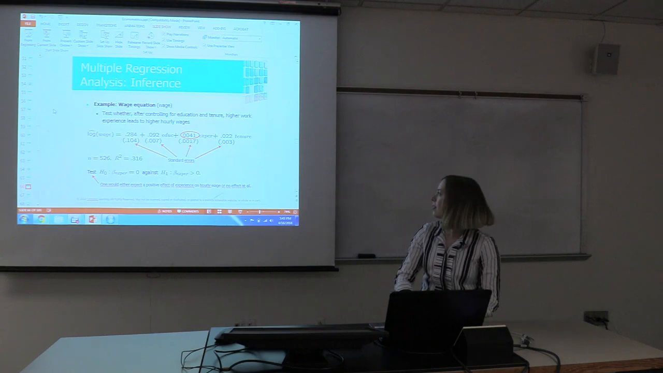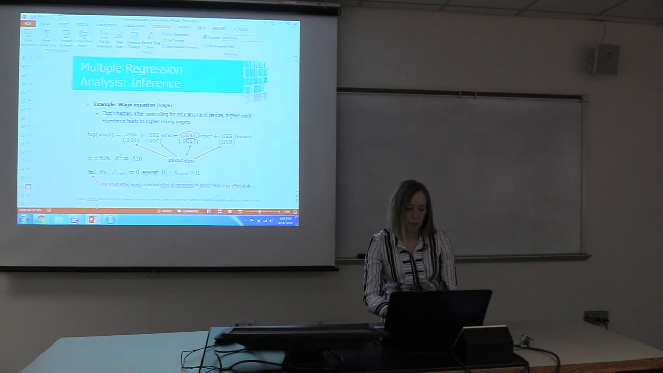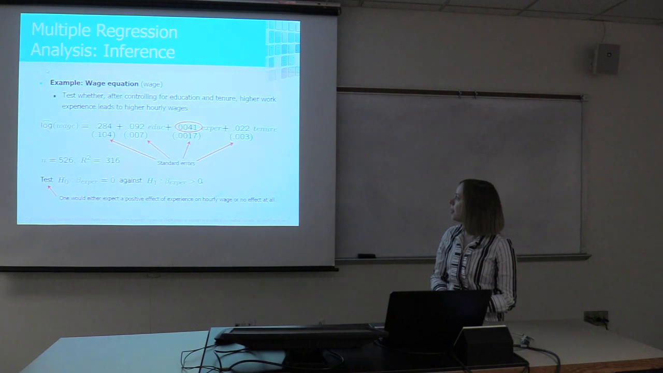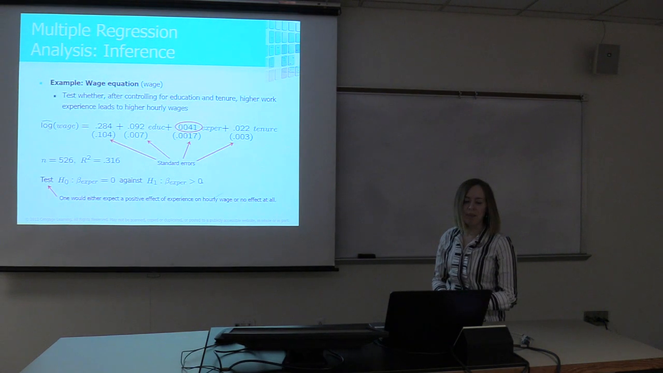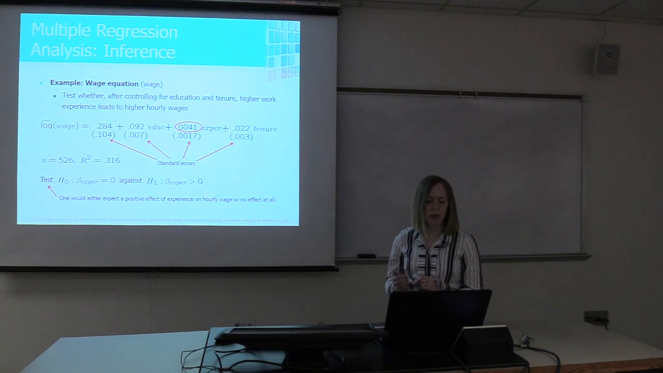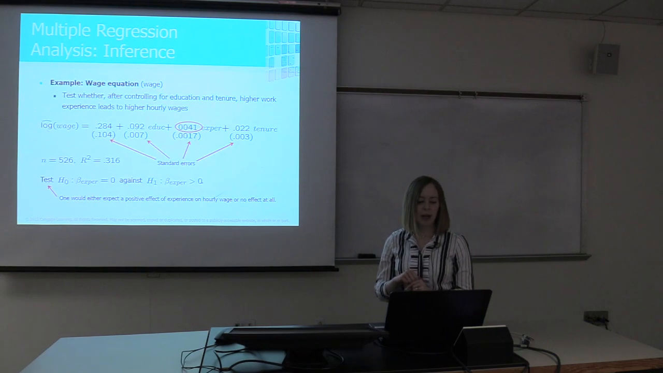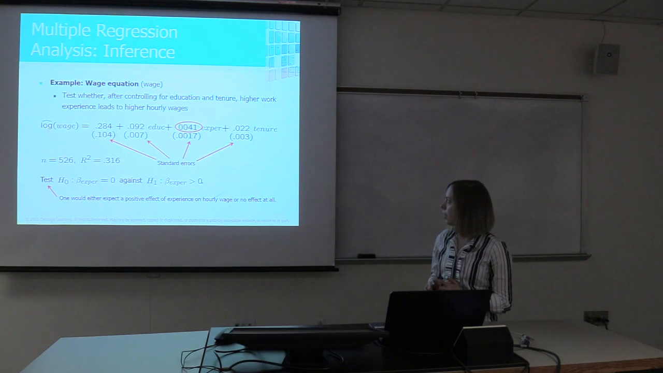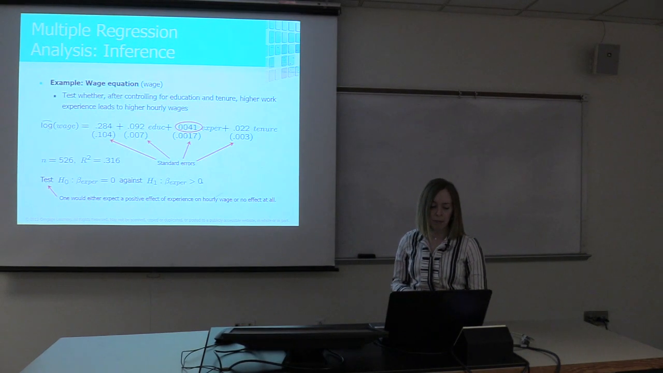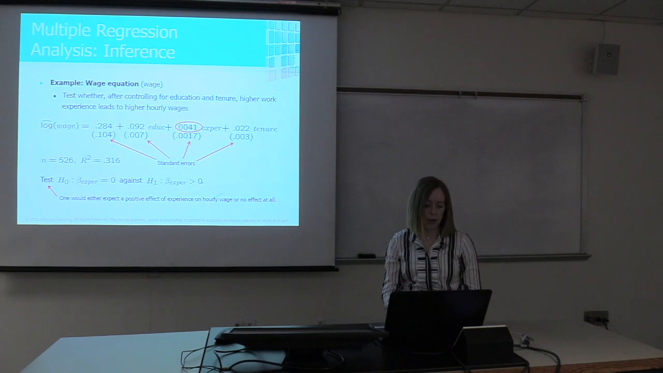Okay, so let's look at this equation. In this equation, we're looking at wage again, but we're looking at how three different variables can affect wage. This is similar to that job training program one we looked at, but this time we're looking at how education, experience, and tenure affect wage. Tenure in this case means length of time that you've been at that company.